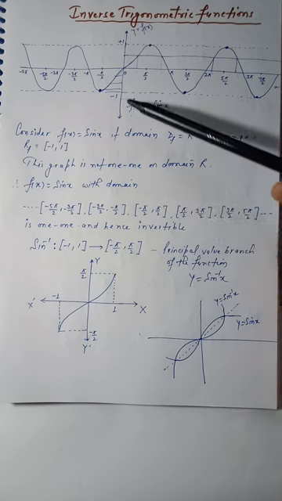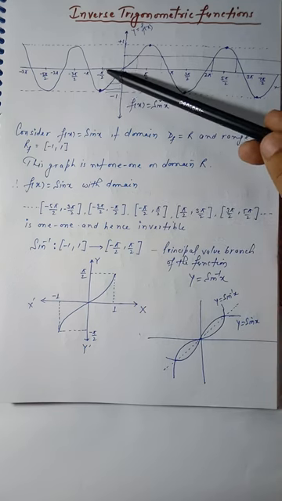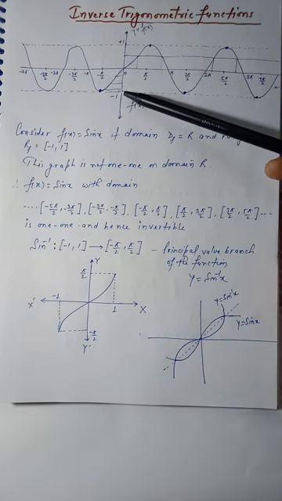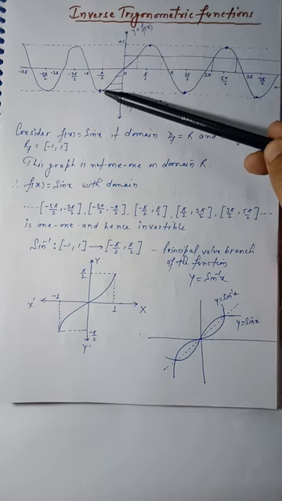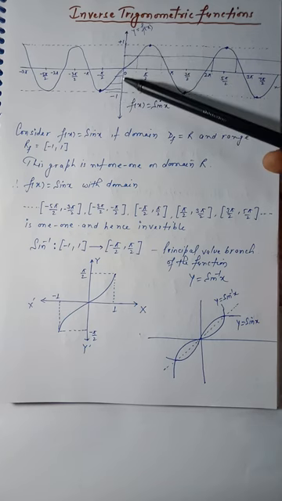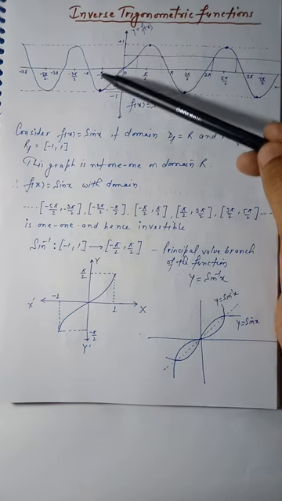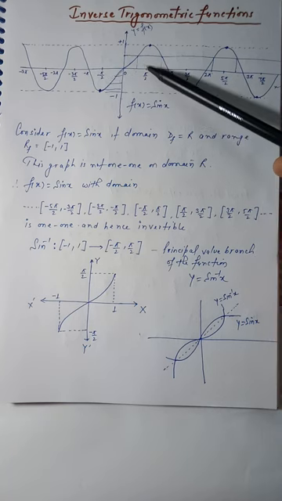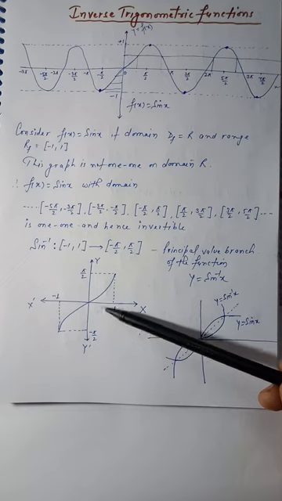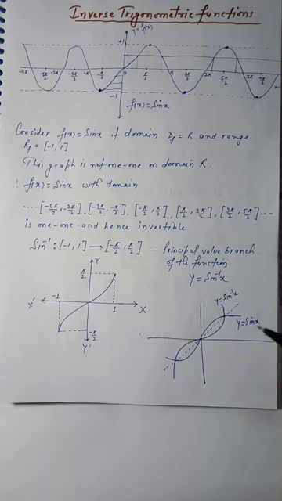Now you can see if we are taking this part, here the domain is from minus pi by 2 to plus pi by 2 and range is from minus 1 to 1. We are considering only this part, but in the inverse function this minus 1 to 1 will be the domain, and this domain minus pi by 2 to plus pi by 2 will become the range. So this is a graph of sine inverse x, and please note that the inverse function and the original function are always mirror images.